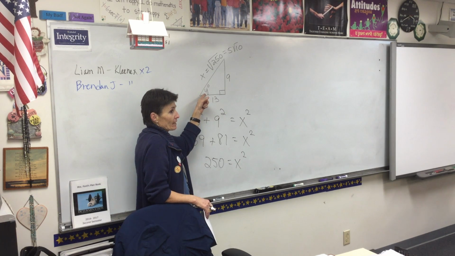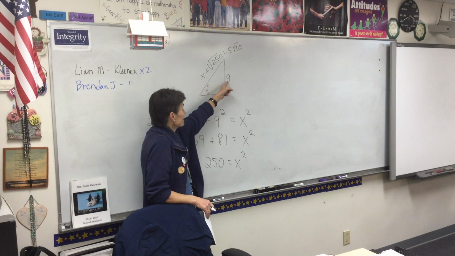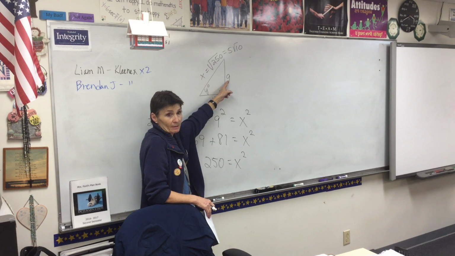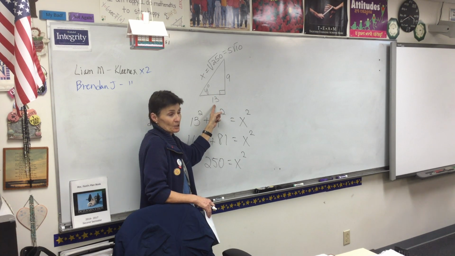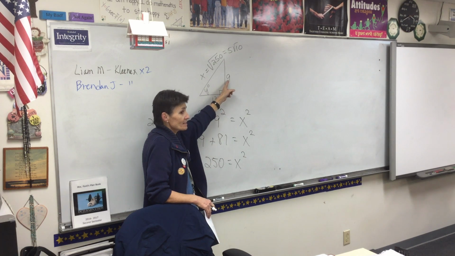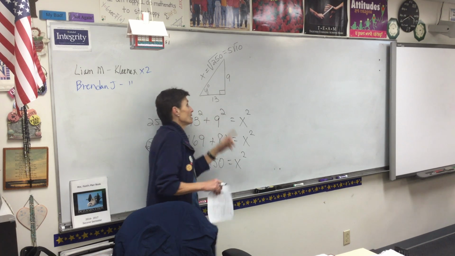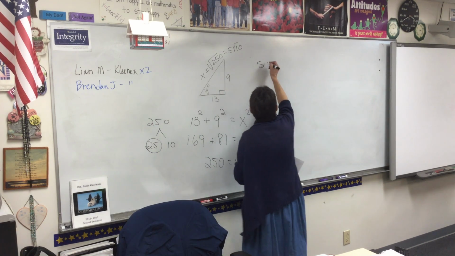Well, take a look at that angle. This side over here is which side? Opposite, adjacent, or hypotenuse? This is opposite. What's the 13? Adjacent. So opposite and adjacent is which function? Yep, we're thinking SOHCAHTOA. And which one has opposite and adjacent? Tangent.